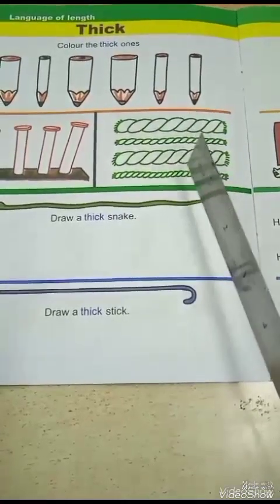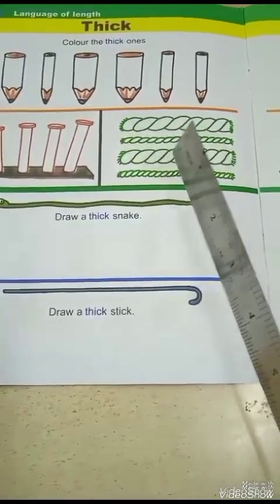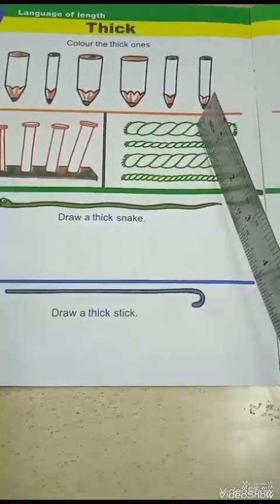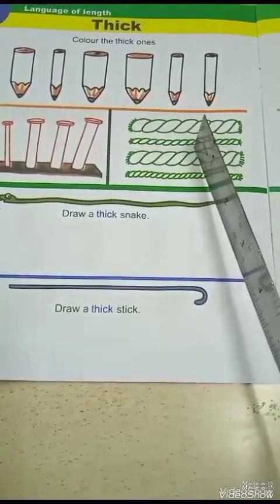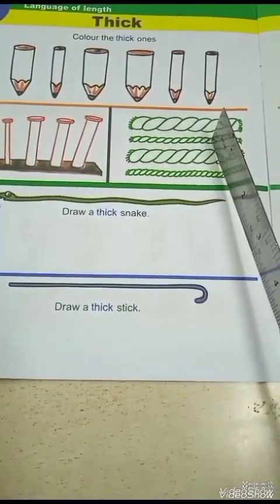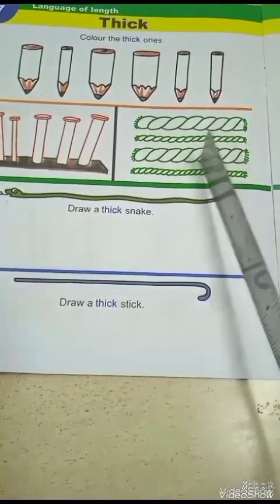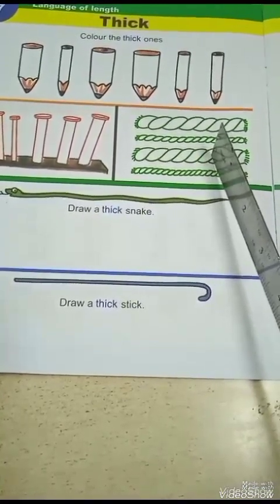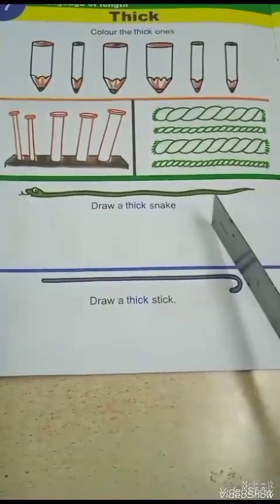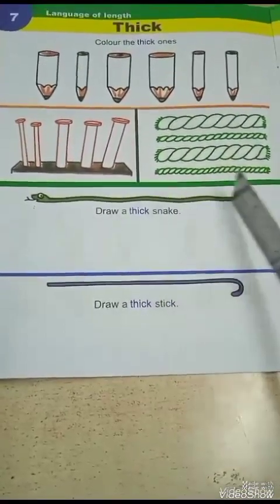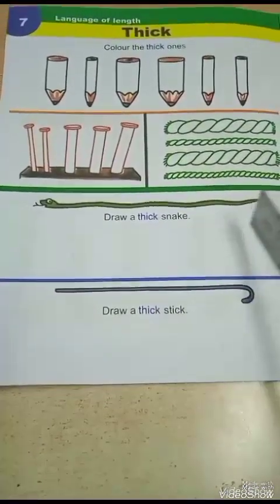Here we have some robes. As you can see, these are 4 robes. And we have to find the thick ones and the thin ones. Is it thick or thin? Very good. This is thick. Is it thick or thin? Your answer is correct. This one is thin. Is it thick or thin? Very good. This one is thick. Now we have a thin snake. As you can see, this one is a thin snake and you have to draw a thick snake over here.